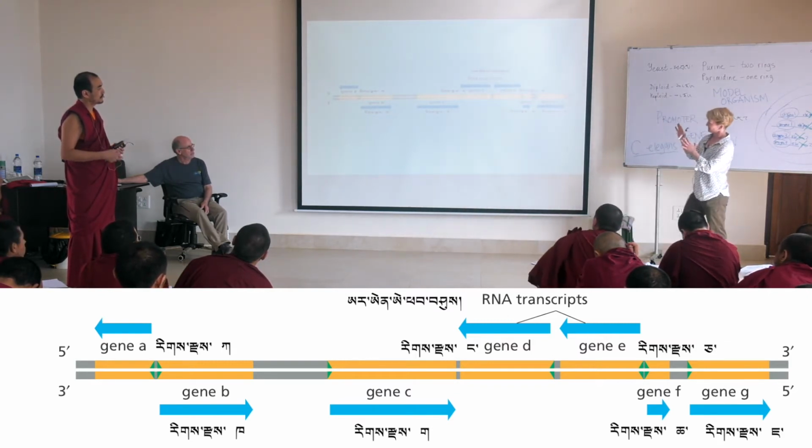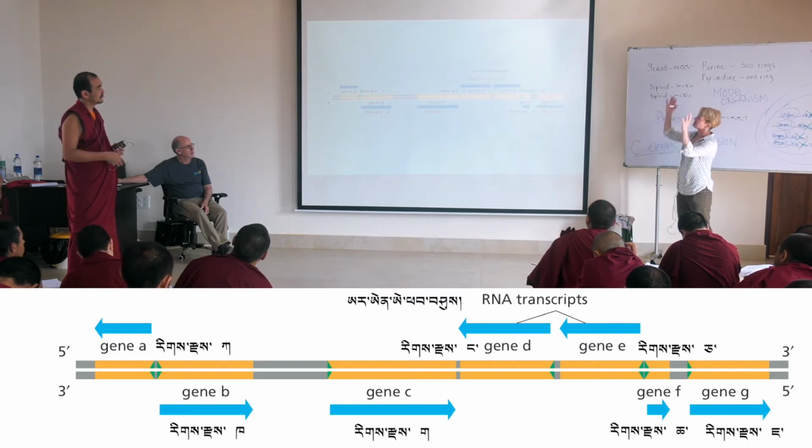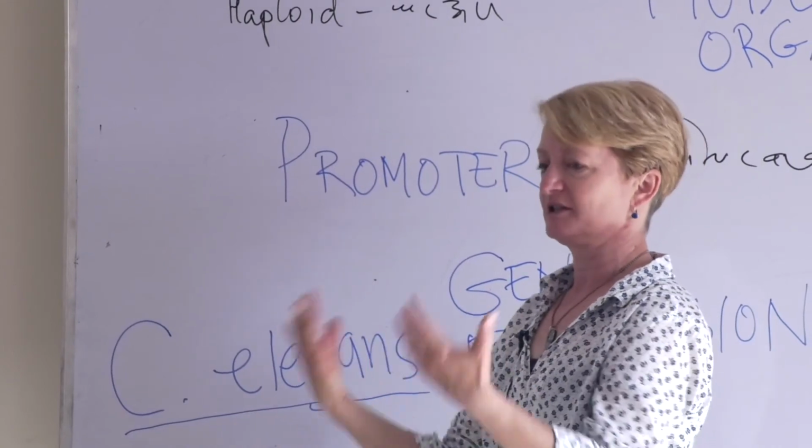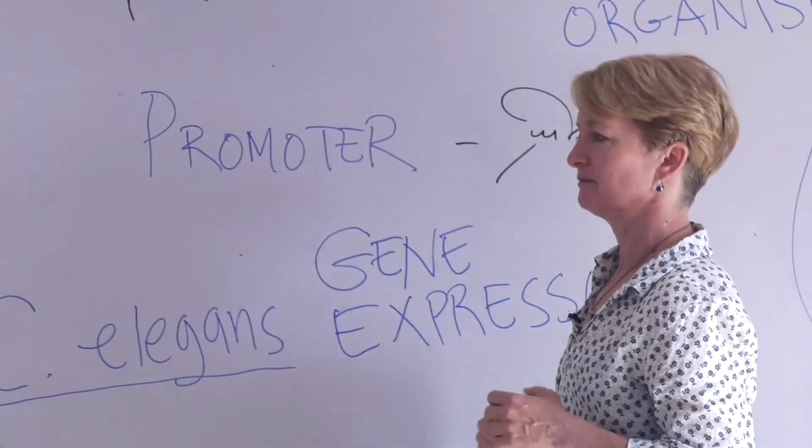So just sort of the big picture story is that our 25,000 genes do a lot more than just make 25,000 proteins.